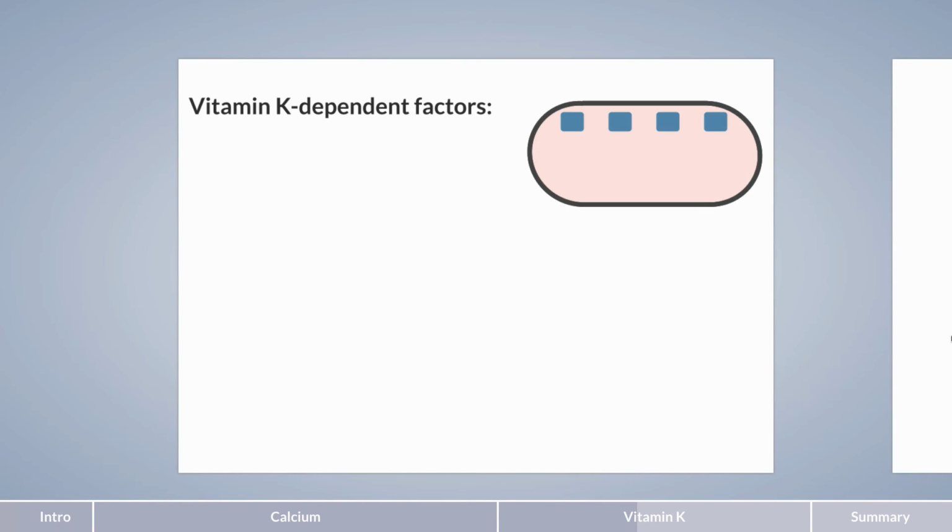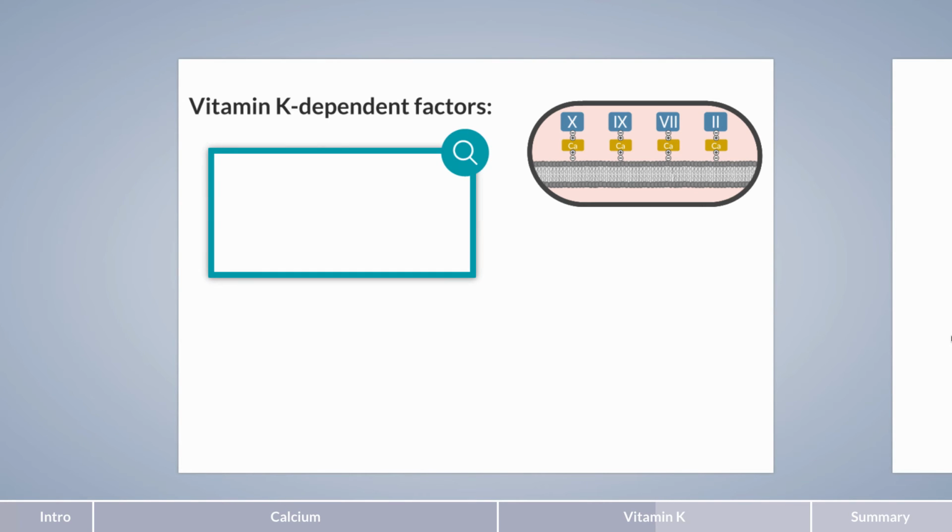There are 4 clotting factors that use gamma-carboxyl groups to bind to the cell membrane. As previously mentioned, these factors are 10, 9, 7, and 2. In addition to these 4 factors, there are other vitamin K-dependent proteins. Examples include proteins C and S. Both of these proteins are inhibitors of coagulation.